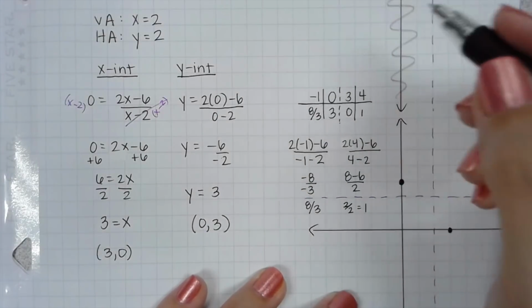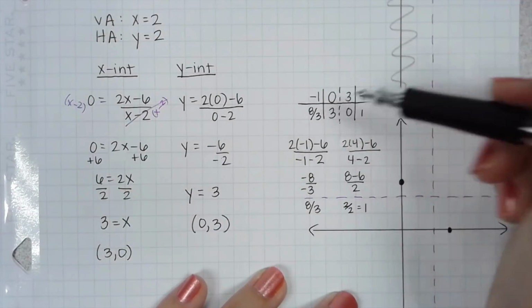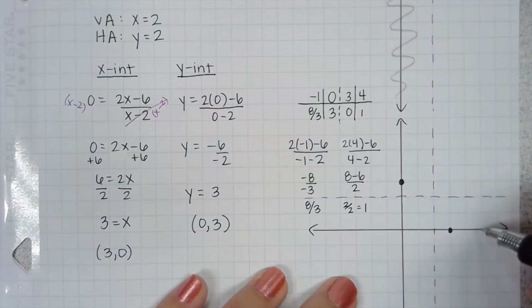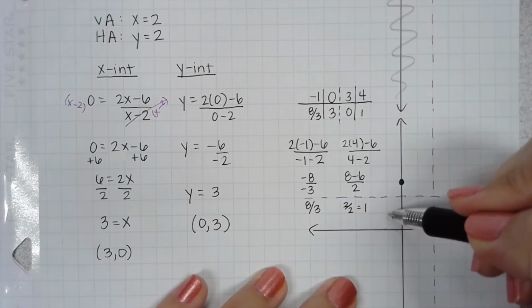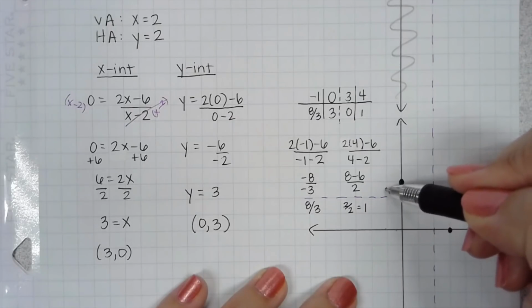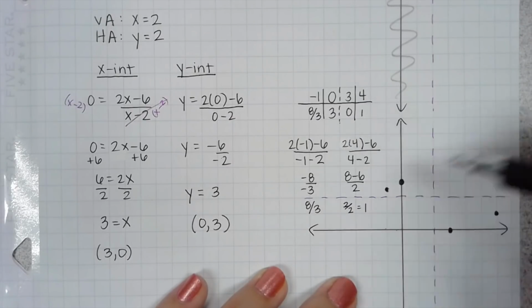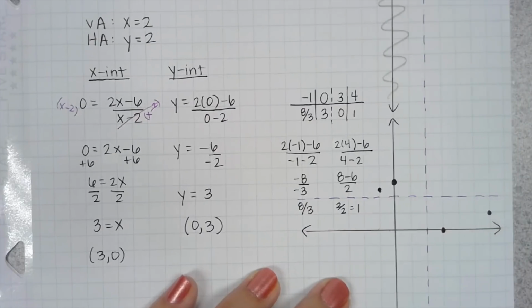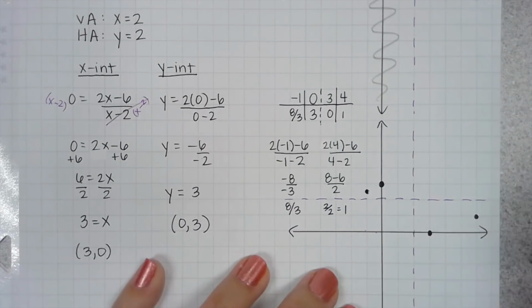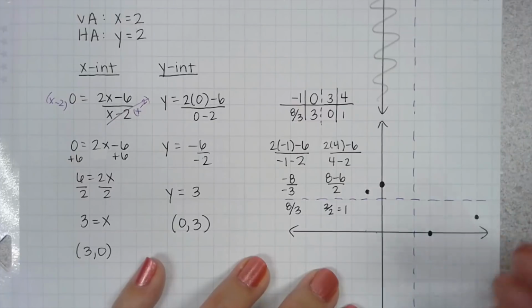So 4 is going to go with 1, and then -1 is going to go with 8/3. So 4 goes with 1, and then -1 is going to go with 2 and 2/3. So it's kind of in a funny spot. When I graph this graph, though, remember the portions of the graph that contain points from the function are going to be opposite each other.